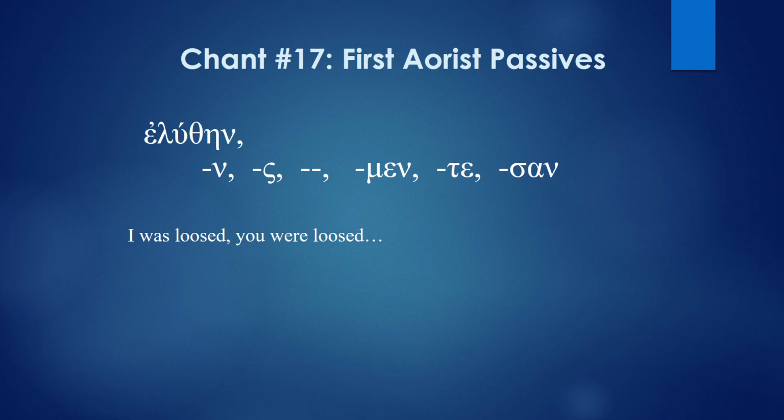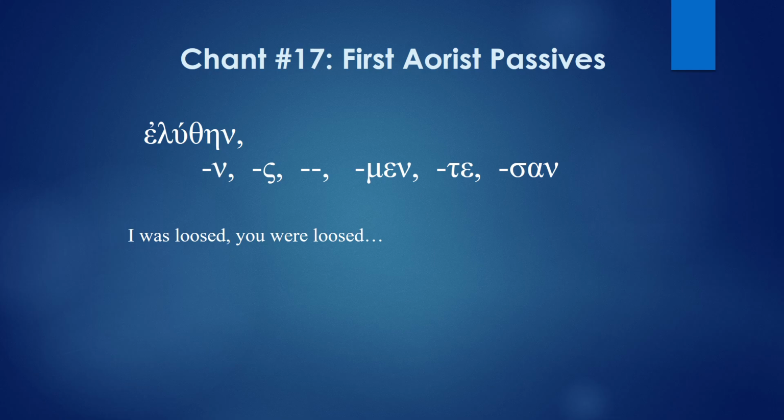This is chant number 17, the first aorist passive indicative verb. Eluthein, I was loosed. Then the ending for the first person singular, n, I was loosed. The ending for the second person singular, s, you were loosed. The lack of ending for the third person singular is kind of a null form, no ending on it, he, she, it was loosed.